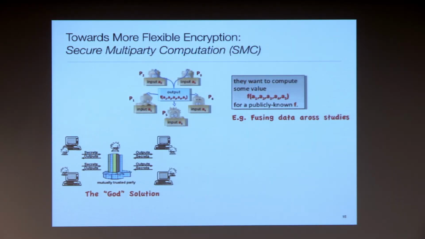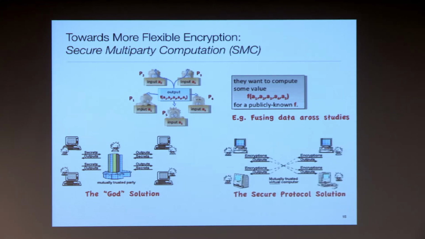Now one solution here is a so-called God solution, where we say, look, we designate a third party which we all trust that they will keep the data, maintain privacy and do the computation. But of course, that's unrealistic. So what SMC protocols do is they basically make sure that even if some of the participants may be nefarious, they may collude, through the appropriate design of these secure protocols, we can do this magic. So we can fuse data across different studies, for example, in a secure fashion.